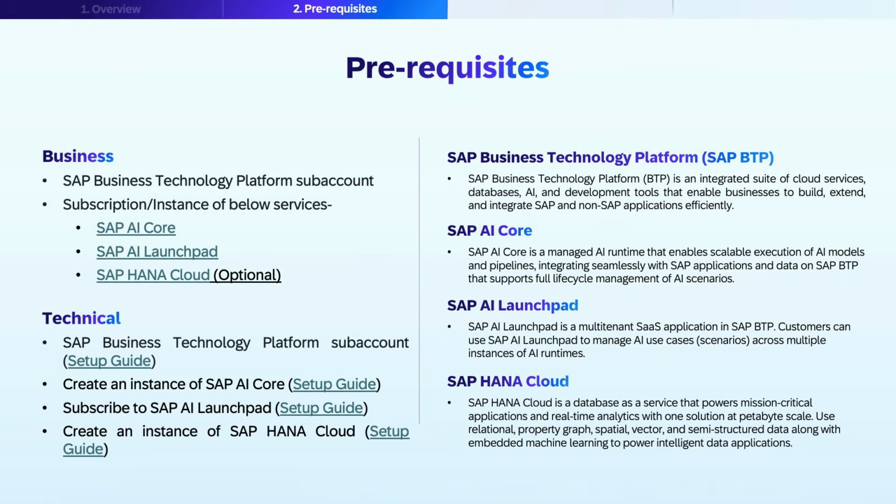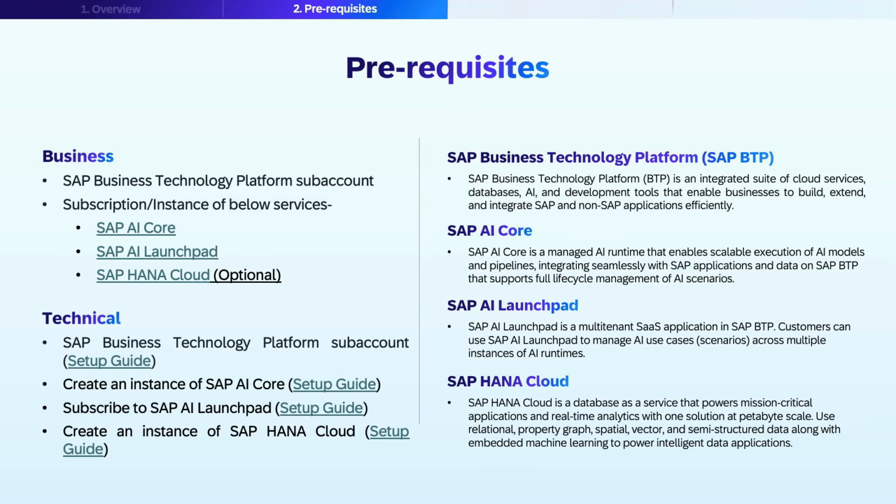Before implementation, let's cover the prerequisites you'll need on SAP Business Technology Platform. First, you'll need an SAP BTP sub-account with subscriptions to SAP AI Core and SAP AI Launchpad. If you plan to store data or use HANA-based machine learning algorithms, you'll also need an instance of SAP HANA Cloud. Pricing information for these services is available in the linked resources.